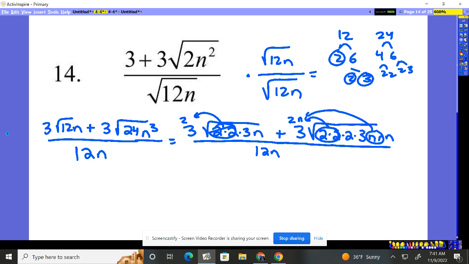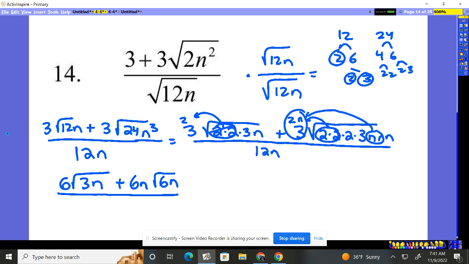All right, I got to clean this up because this is messy right now. So let's see. I have 2 times 3, which is 6. I'm going to do it right here, 6. And then who was left behind? 3n. On this guy, we had all this. 3 times 2 is 6, so we have 6n. And who was left inside? Left inside was 2 times 3, which is another 6, and then an n. And this is all over 12n.